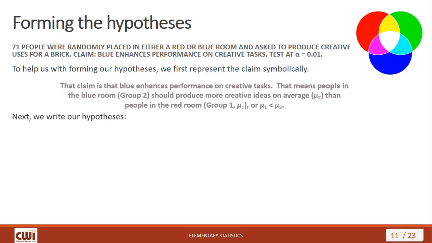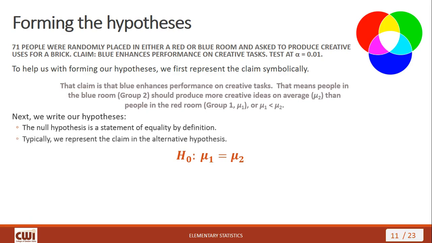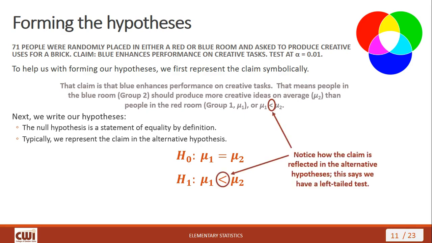Now we're ready to write our hypotheses. The null hypothesis, as always, is a statement of equality. So mu1 is going to equal mu2. The alternative hypothesis typically reflects the claim. Here we have a claim with no semblance of equality in it. So therefore, we just mirror that and adopt it for our alternative hypothesis. mu1 is less than mu2. Note that we have a match between our claim and our alternative hypothesis. Note also that we have a one-tailed test. The less than inequality sign in our alternative hypothesis tells us that we have a left-tailed test, which is a one-tailed test.